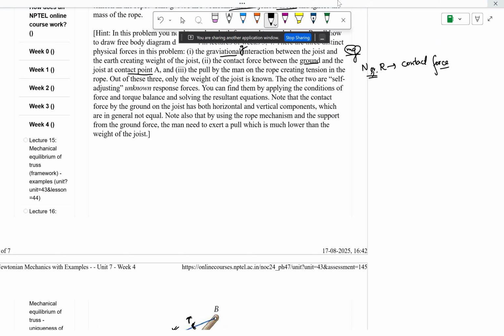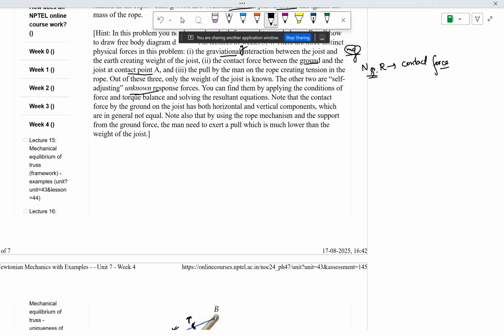Then force number 3 is the pull by the man on the rope, creating tension in the rope. So the third type of force acting here will be the tension of the rope, which is produced because the man is pulling from the other end of the rope. Out of these three, only the weight of the joist is known. The other two forces are self-adjusting unknown response forces, and there is no direct information given for them. You have to find them by applying the conditions of force and torque balance and solving the resultant equations.